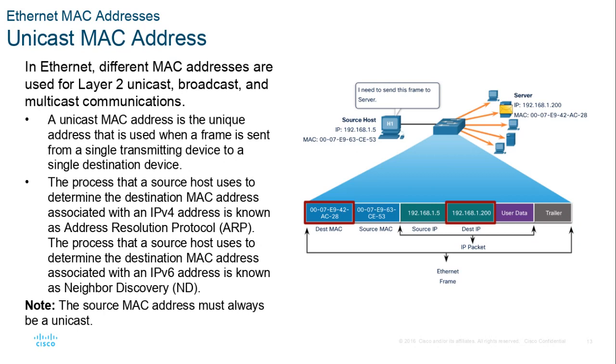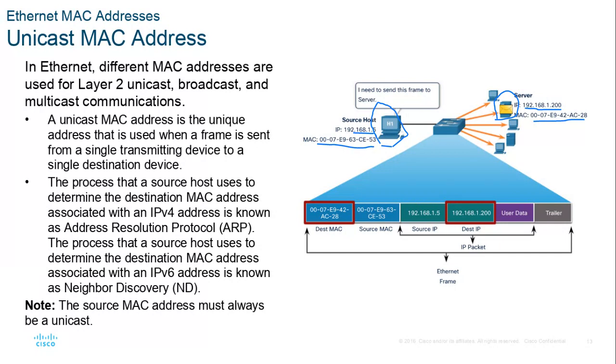So let's look at unicast. We talked about unicast and multicast and broadcast before. So unicast is a one-to-one communication. In this case, the source host, H1, is sending a message directly to the server. So it's a one-to-one communication between the 192.168.1.5 address of the first host and the 192.168.1.2 address of that server. So for a unicast MAC address, here's the source address of this workstation, and here's the address of the server he's trying to communicate with.